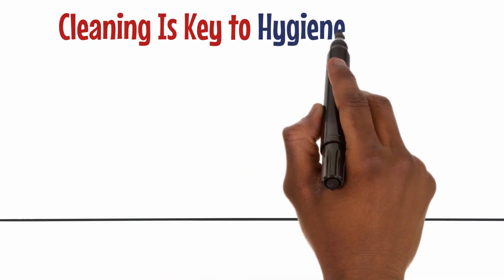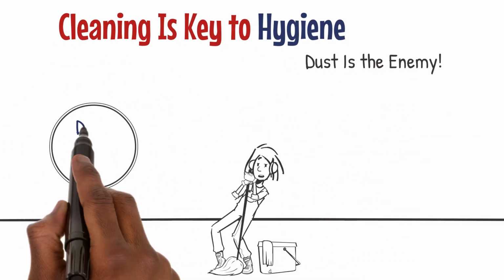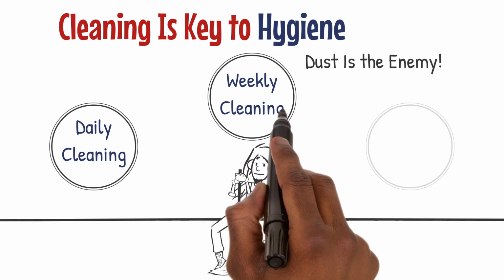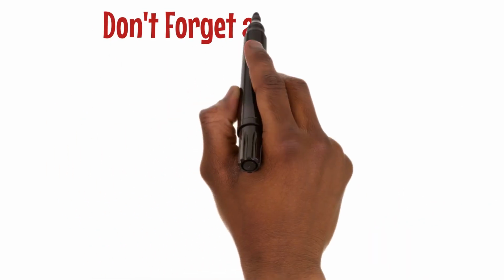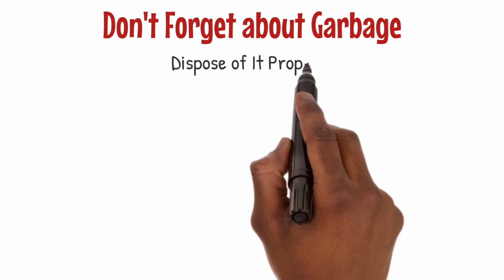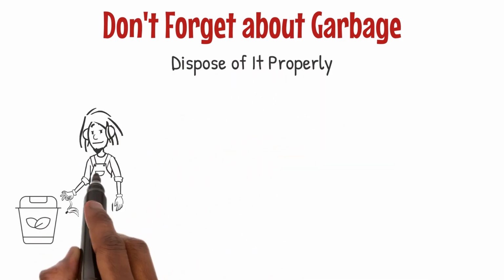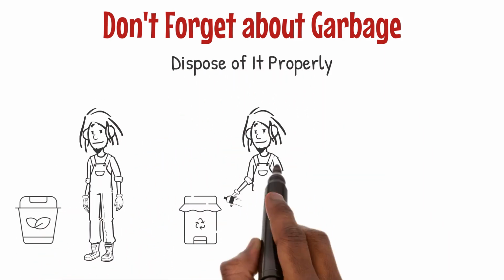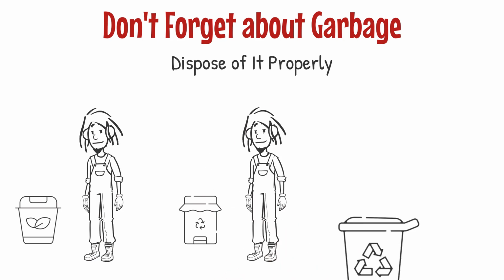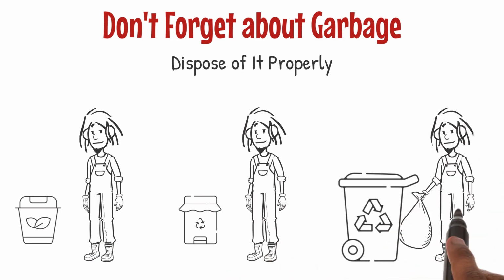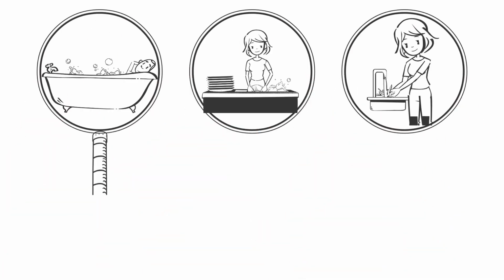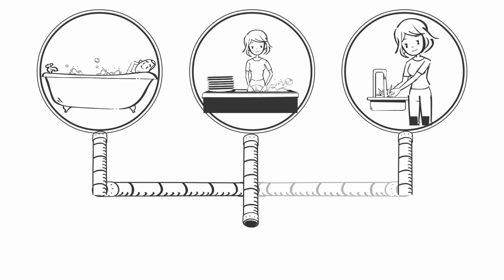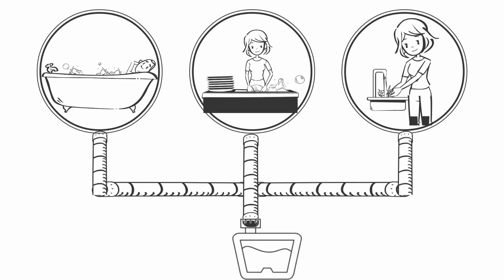Cleaning is key to hygiene. Dust is the enemy. Daily cleaning, weekly cleaning, and seasonal cleaning keep your home sparkling. Don't forget about garbage. Dispose of it properly. Kitchen waste and non-biodegradable waste should be separated. Use dustbins and dispose of garbage in public bins. Wastewater from the bathroom, kitchen, and washing area should flow into a drainage system, a soakage pit, or a garden.